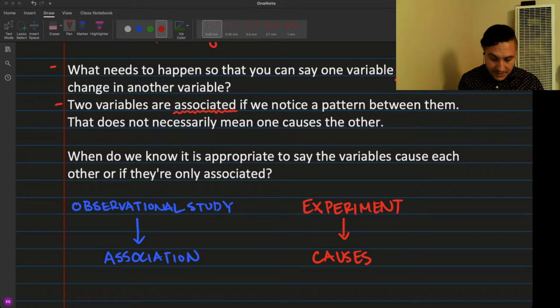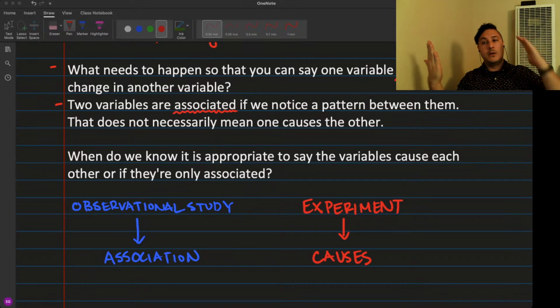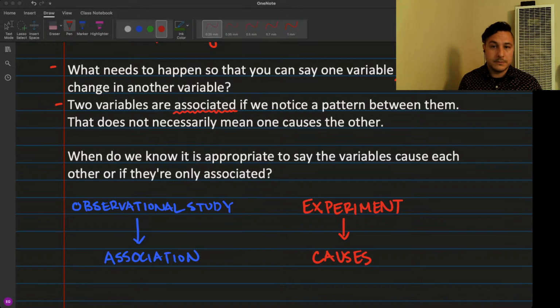So if the results of the experiment are blah, then you can say, oh, because we did an experiment, we know that this causes this. But if it's a study, you're like, I don't know, this just seems to go along with this. So very important distinction. Sadly, this distinction is usually not talked about correctly in the media.